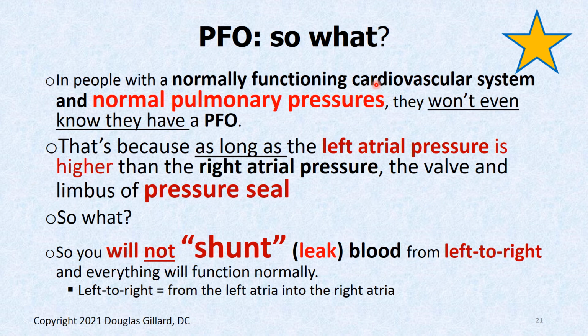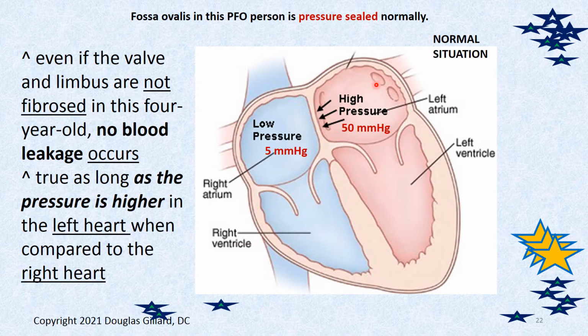So what? Well, it's no big deal in people with a normally functioning cardiovascular system. Heart and lung pressures are normal. You can live your whole life and not have any trouble with that at all. It won't leak blood from left to right. Why? Because that's the way that valve works. As long as it's pressure closed, you don't have a problem. So there's a normal one. Again, high pressure over here is closing the valve. No blood is going to leak through there.